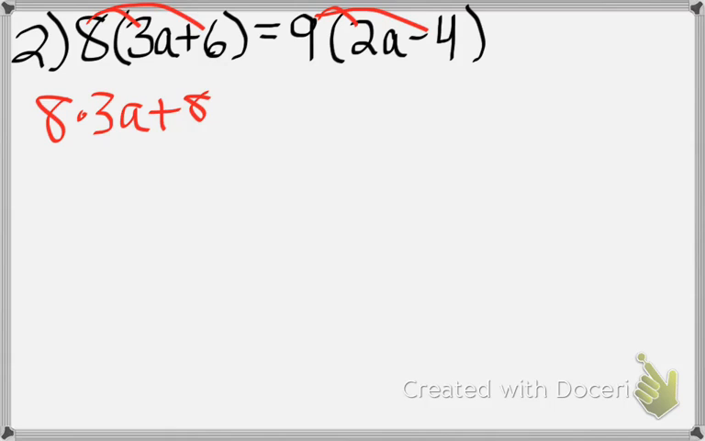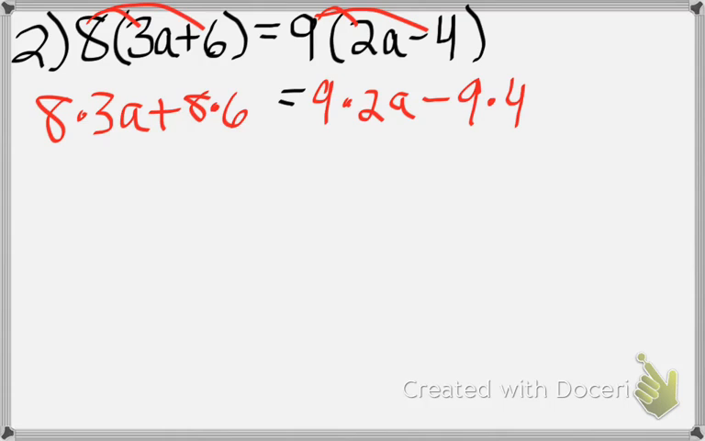8 times 6. Now I'm going to go right to the right side. 9 times 2a. Now for 9 times negative 4, that's a positive times negative. Well, that's a negative answer, so I'm going to put a minus sign. 9 times 4. Now I'll go ahead and simplify, just see what each of these are equal, and you'll be ready to move on.